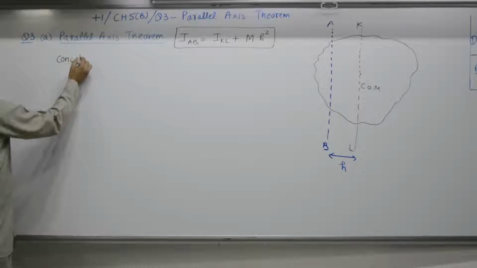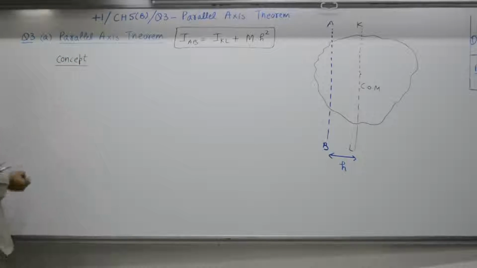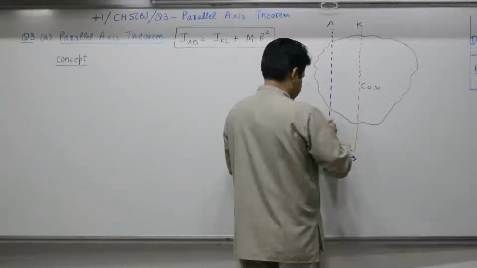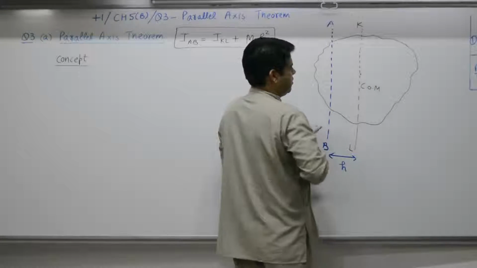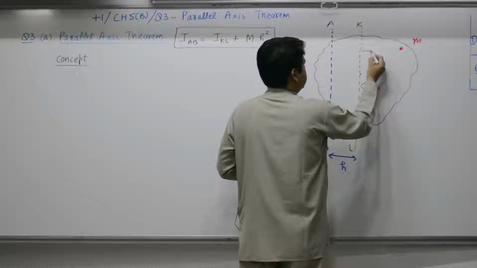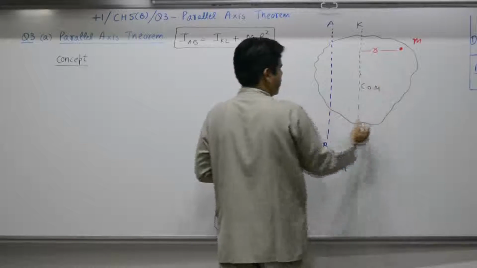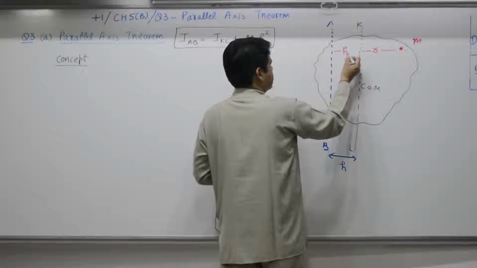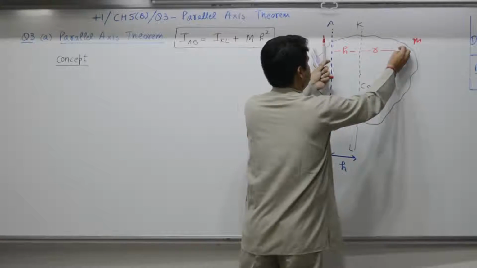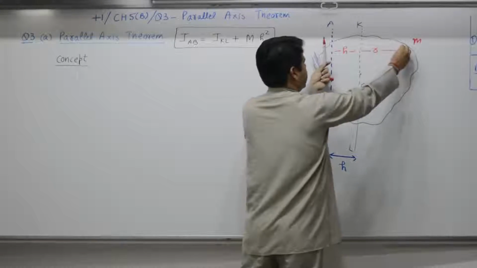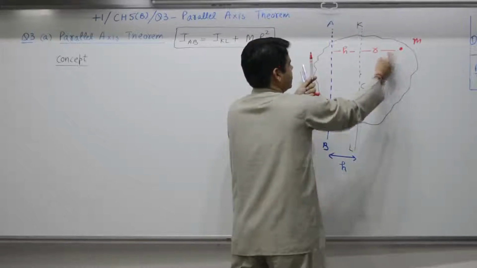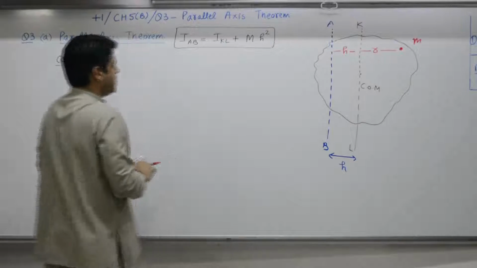First, we take into account the concept for the derivation, that is for one particle. If there is any particle of mass m, it is at distance r from KL, and this distance is h. If you rotate this particle m about AB, then the particle rotates in a circle, and the radius will come out to what? r plus h.